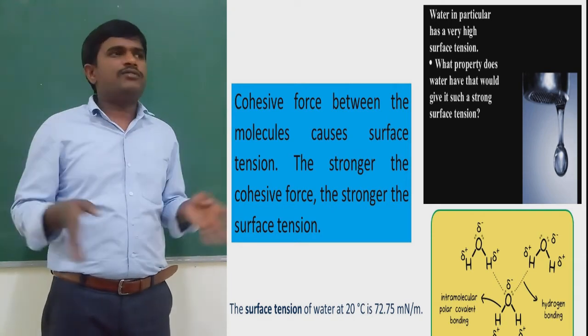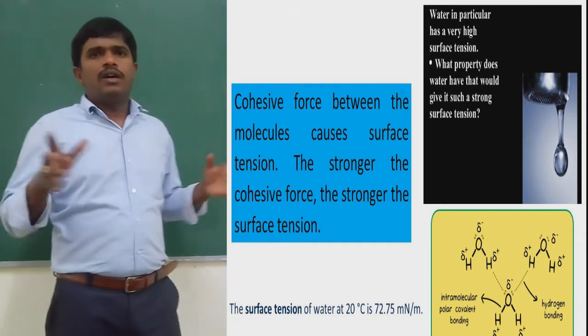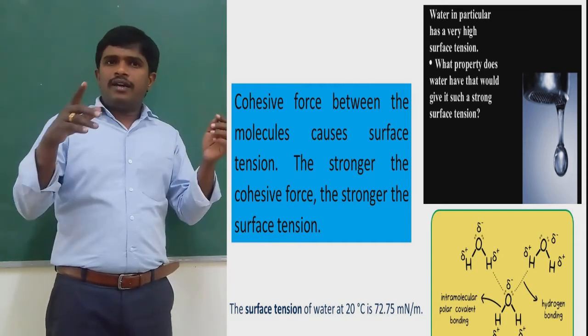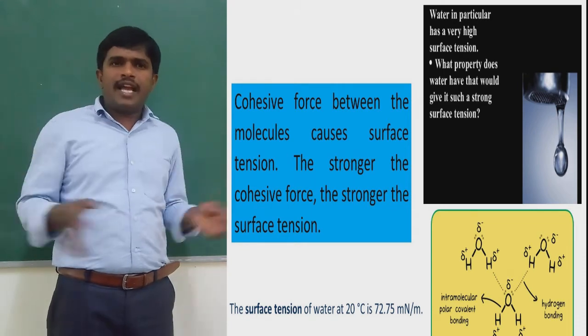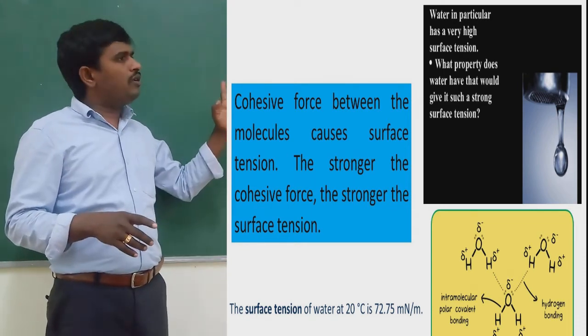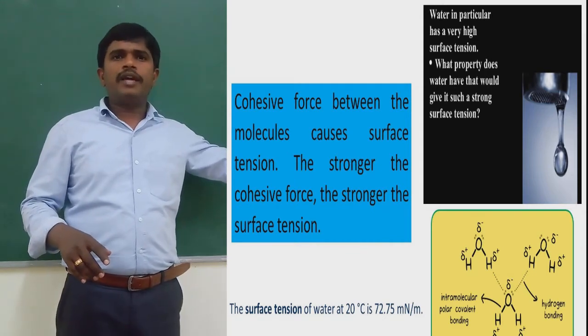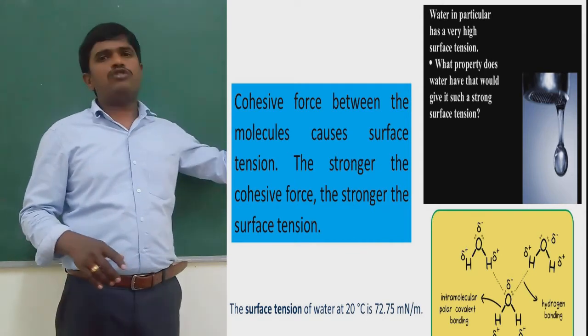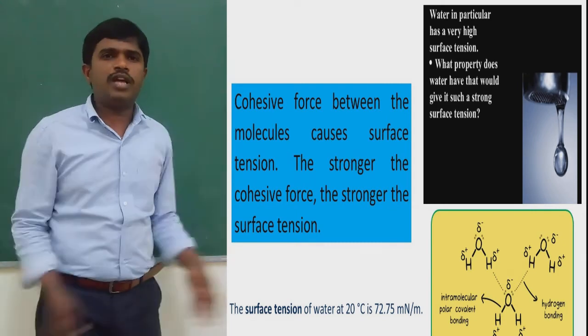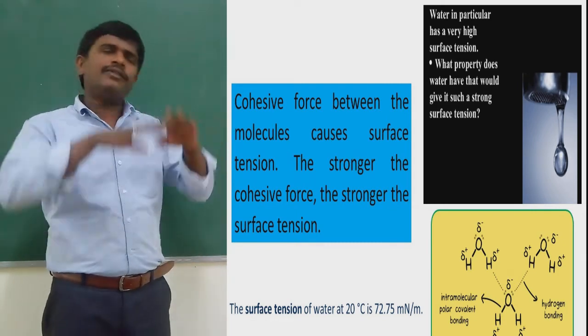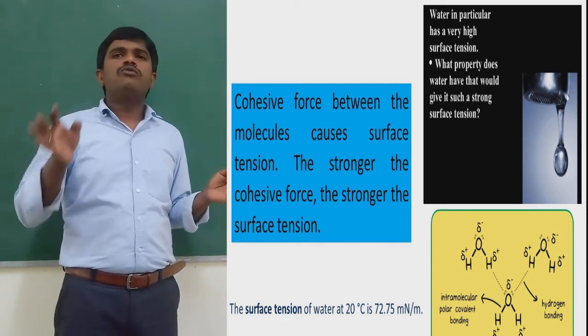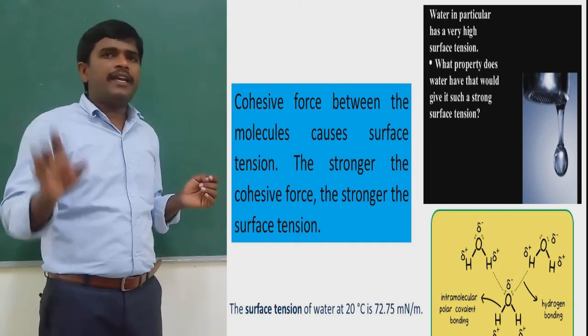The surface tension of water is very high because, as we know, the electrostatic attraction between the hydrogen atom in one molecule and the oxygen atom in another forms bonds called hydrogen bonds. These bonds lead to strong cohesive forces. That's why the surface tension of water is very high.